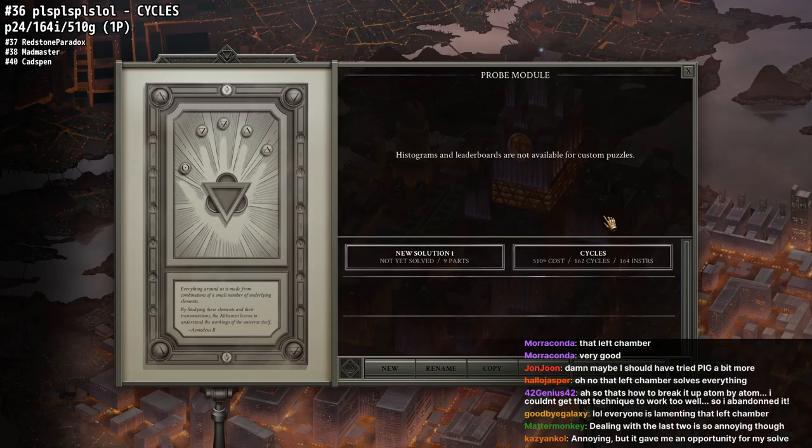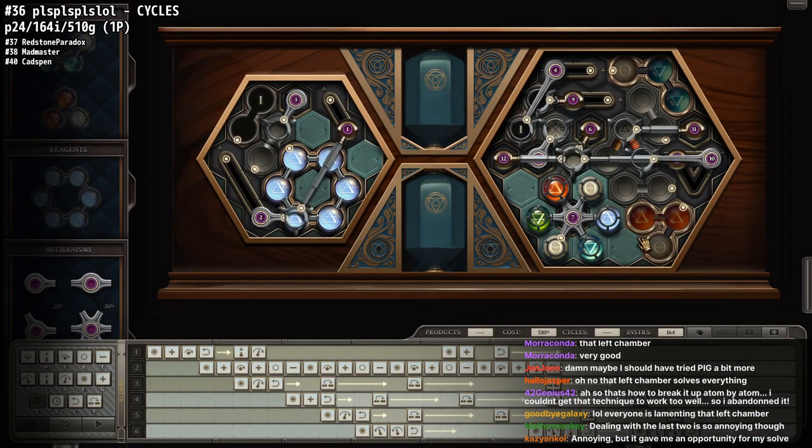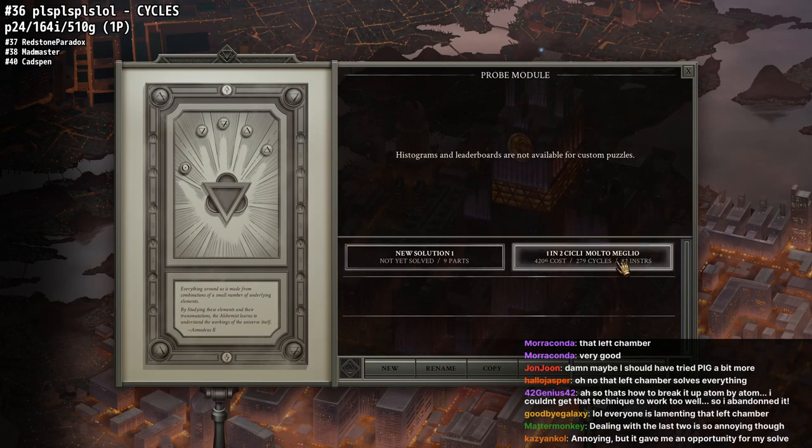Wait a minute. This is a cycle solve. We'll look at this one again later. Uh-oh, the cycle count isn't that low, so no spoilers.